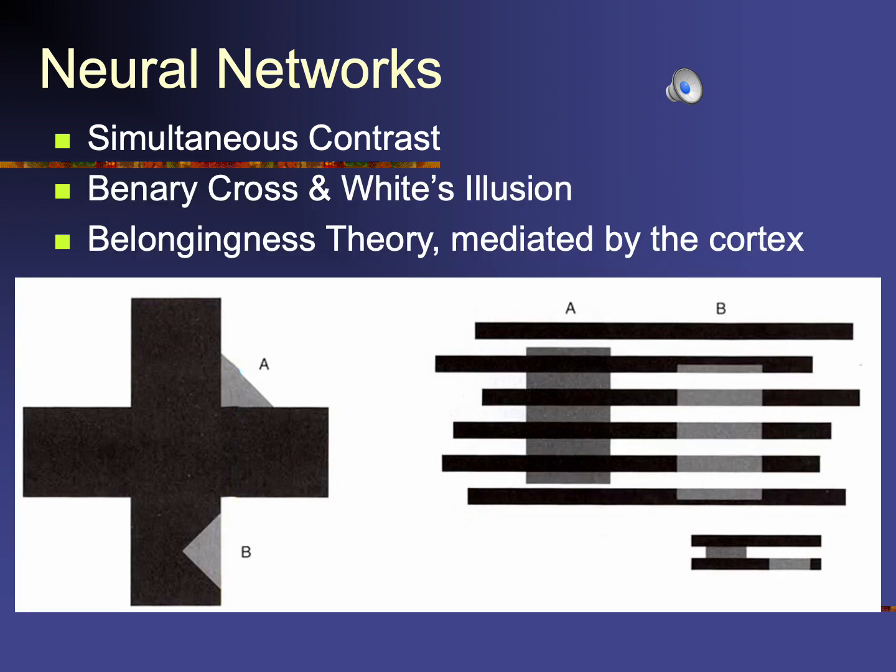Here are some further illusions that are produced by lateral inhibition and enhancement of contrast. Here you have the binary cross and White's illusion. Now notice that when you look at the cross down below, you have some kind of higher order processing of these contrasts, because this can't be accounted for just by lateral inhibition, but it does produce a simultaneous contrast.